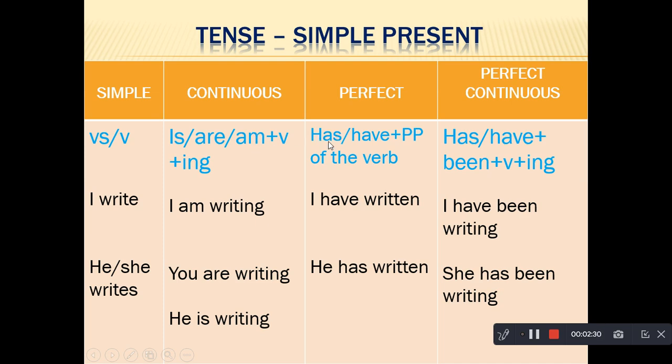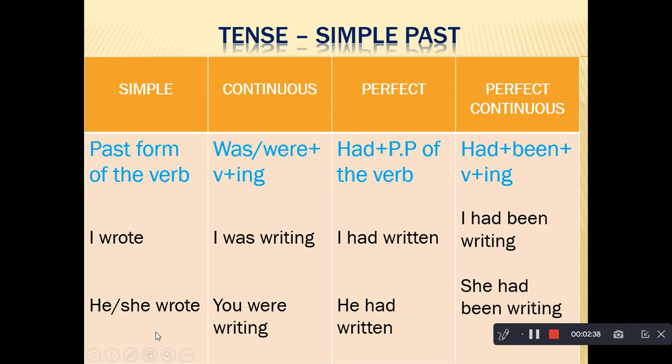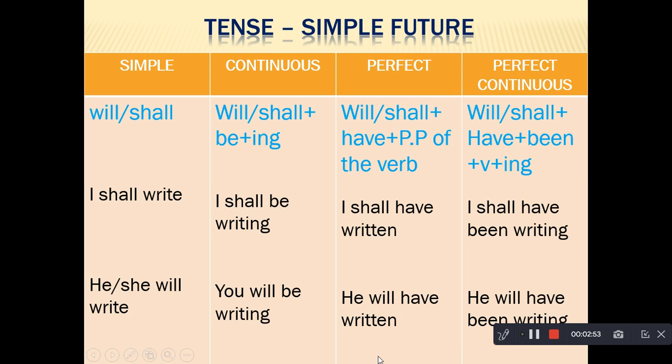Next, in the present tense, has is for a singular subject and have is for a plural subject. Past is the second form of the verb: write becomes wrote, go becomes went. Was is for a singular subject and were for a plural subject. Had is used for both singular and plural subjects. Will and shall are based on the subjects, and the same applies to continuous, perfect, and perfect continuous.